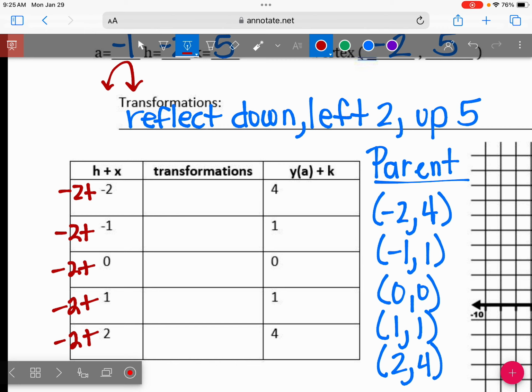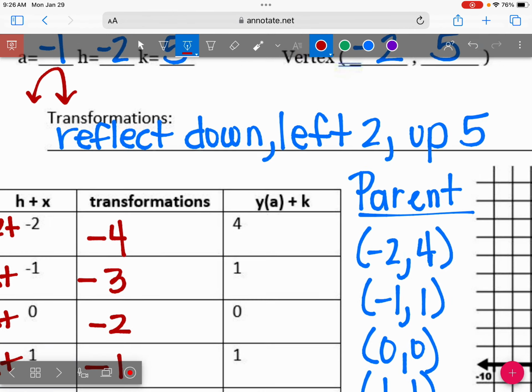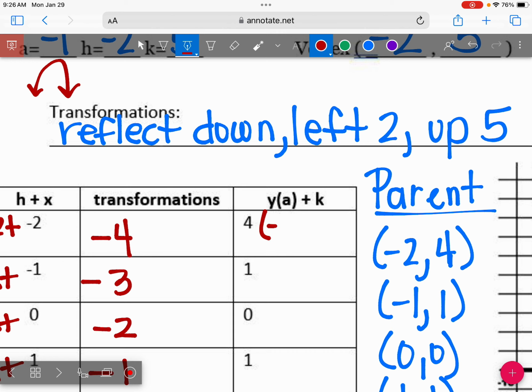All right, good. So we added -2. So who got -4? And notice how these numbers are just all in a row. Who got that? So now for your y side, you're multiplying by a and adding k. So you're going to multiply by -1 and then add 5. Go ahead and do that. Pick up your calculators.